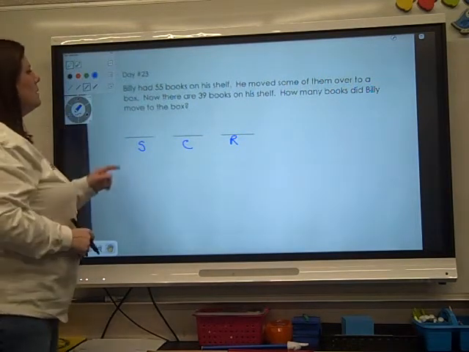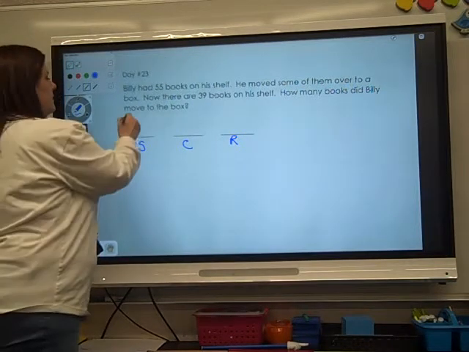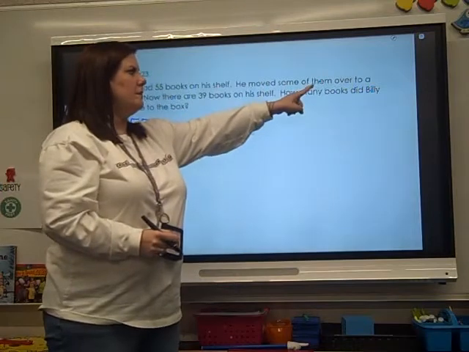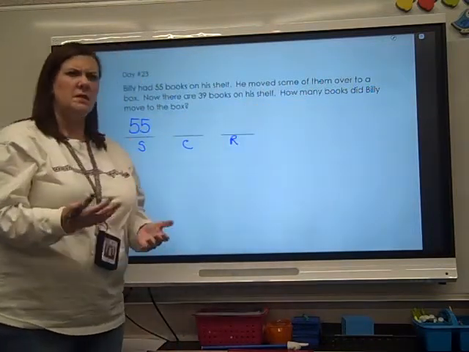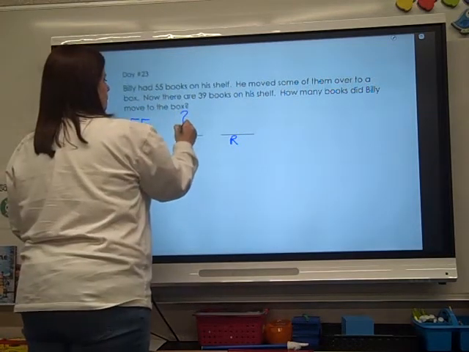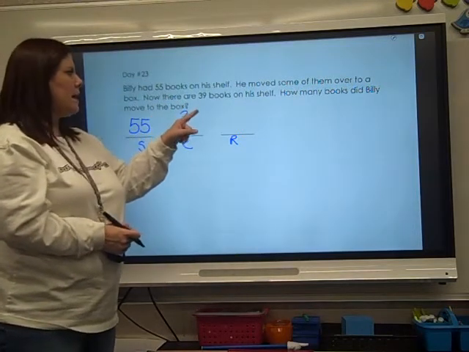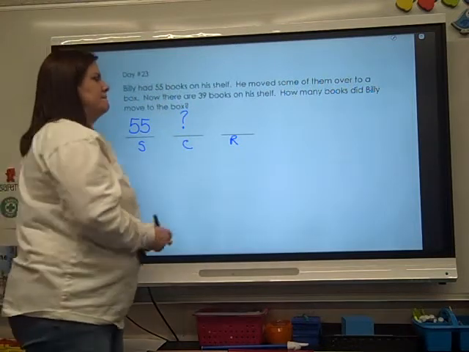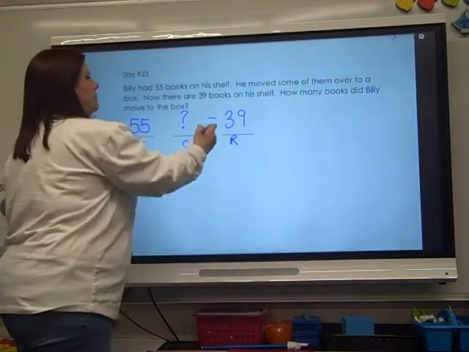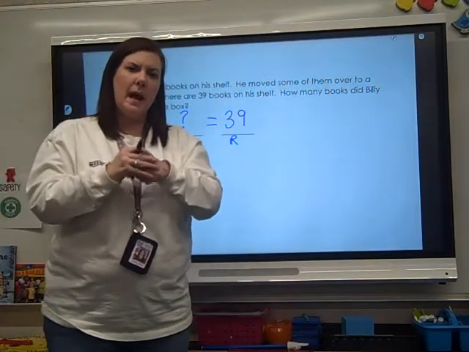Now, how many books did Billy start out with? 55. All right. He moved some of them over to a box. So do we know how many he moved? Now there are 39 books on his shelf. At the end of the story, he has 39. Let's put our equal sign. Now, if we've got 55 and he moved some, are we going to add or subtract?